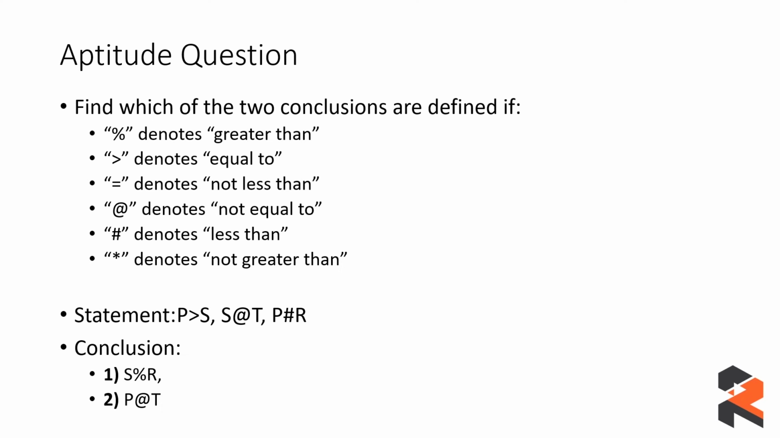So for example, from condition number 2 given in the question, you know that P is equal to S. Similarly, S at the rate T will denote that S is not equal to T, and P hash R will denote that P is less than R. In a similar manner, you have to convert the conclusions, that is S mod R will denote S is greater than R, and then we have P at the rate T, which means that P is not equal to T.